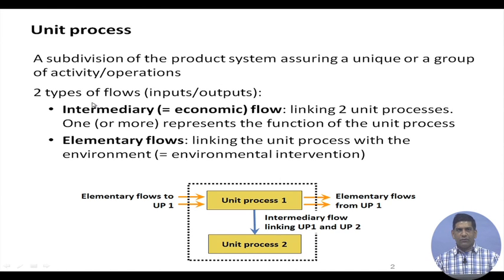There could be 2 types of flows, which we looked into. When we say flows, it is the input and output of the system. One we defined as the intermediary flow, which is where 2 unit processes are linked, and one or more represents the function of the unit process. The other is the elementary flow, where the unit process is linked with the environment. The top one here, unit process 1, has an elementary flow coming into it and an elementary flow going out of it, and unit processes 1 and 2 are connected through the intermediary flow. This is how it has been defined. This was the last slide we looked at towards the end of last week's material.